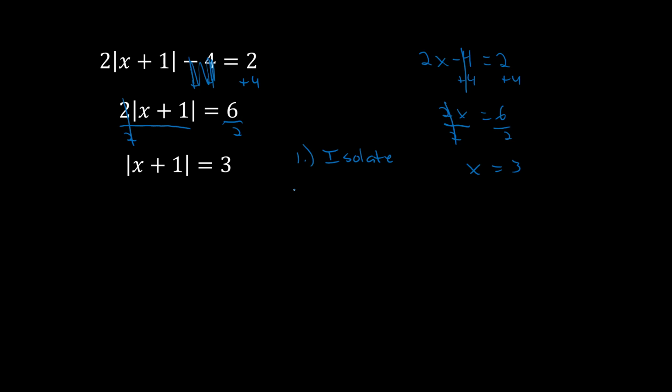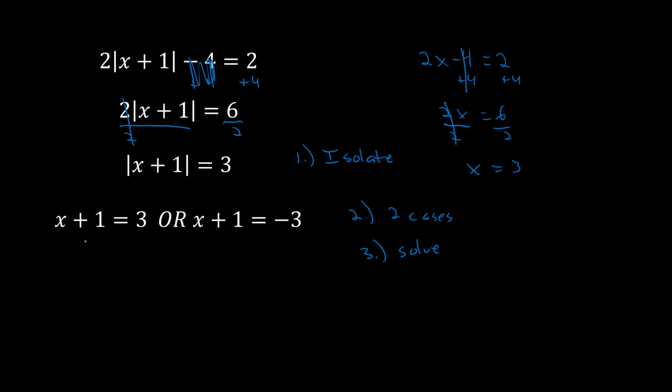Step 2 would be to set up your 2 cases. So we have x plus 1 equaling a positive 3 or equaling a negative 3. So step 2 would be your 2 cases. So we have our 2 cases, and then from here, all we do is we solve. So we subtract 1 from both sides here, subtract 1 from both sides for this equation. So we get x equals 3 minus 1, which is 2. And then over here, we have x equals negative 3 minus 1, which is negative 4. So we have effectively solved this absolute value equation.